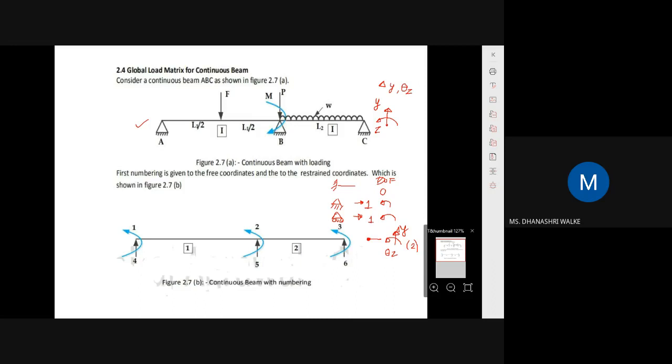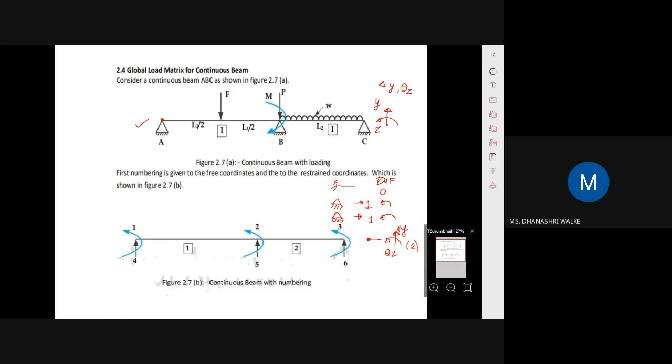Now this is the given problem. First of all, you have to find out the degree of freedom of this structure. You can see that this is a continuous beam with three supports, all hinge supports. At node A there is a hinge support, at node B a hinge support, and at node C a hinge support. So it will allow the structure to rotate along Z. Only rotational displacement will be possible.